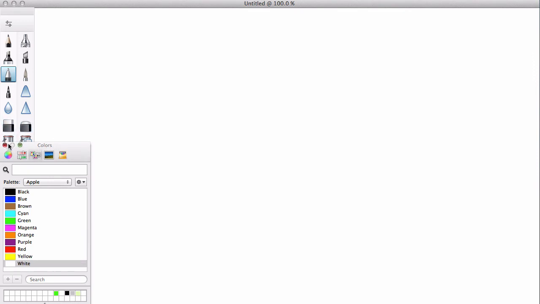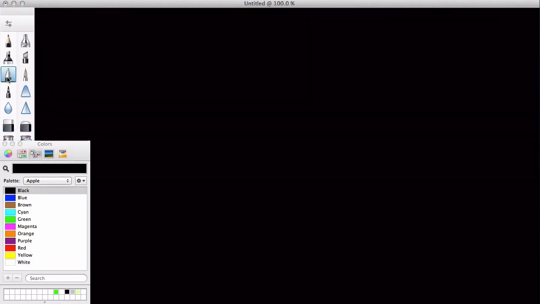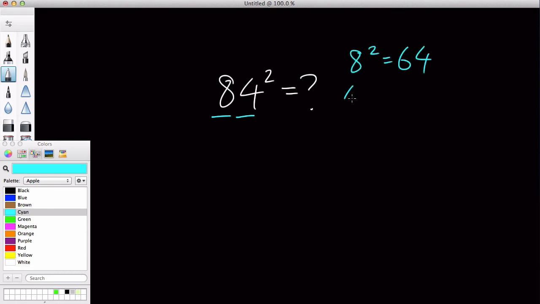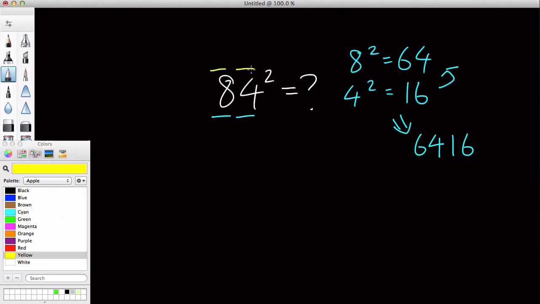Okay, let me quickly do another example. Let's use a bigger number, I don't know, 84 squared. I don't think I've used 84 squared. Again, the first thing we're going to look at is the 8 and the 4. 8 squared equals 64. 4 squared equals 16. Because 8 is the tens digit and 4 is the ones digit, we put this together to make it 6416. So we're putting 16 after 64.